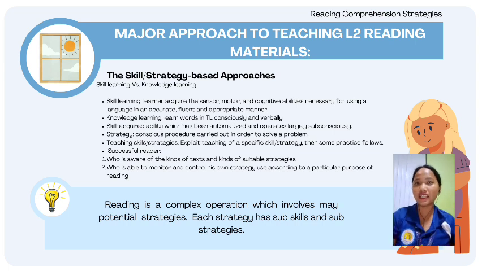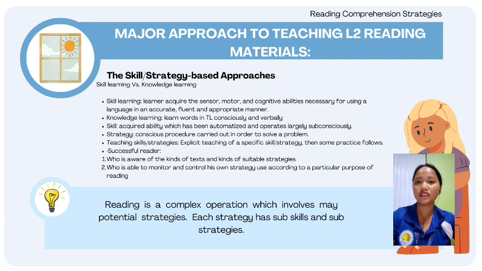A skill is an acquired ability that has been automatized, meaning it operates subconsciously without the need for constant conscious effort. For example, fluent readers do not need to think about every word they read. They recognize words automatically. A strategy, however, is a conscious procedure used to solve a problem or achieve a goal. In reading, strategies might include skimming for the main idea or guessing the meaning of unknown words from context.